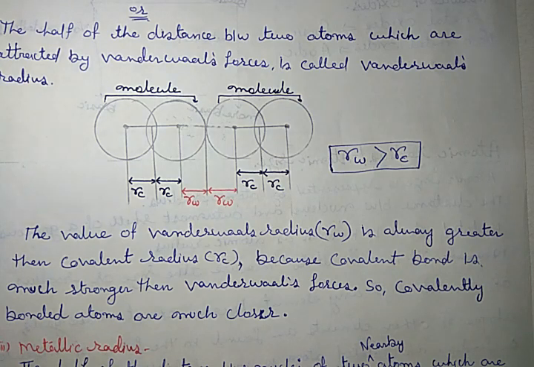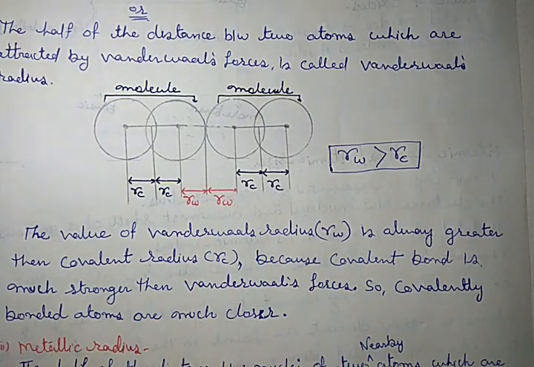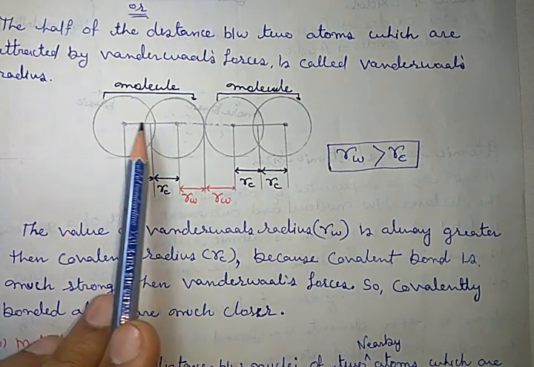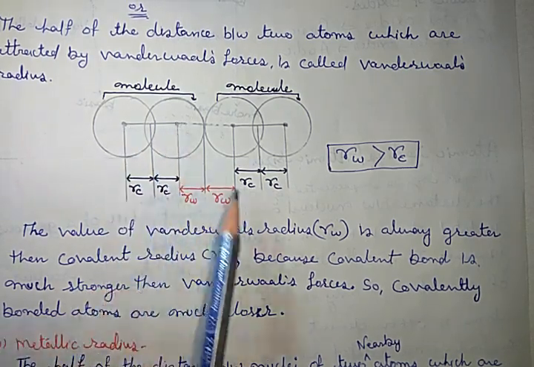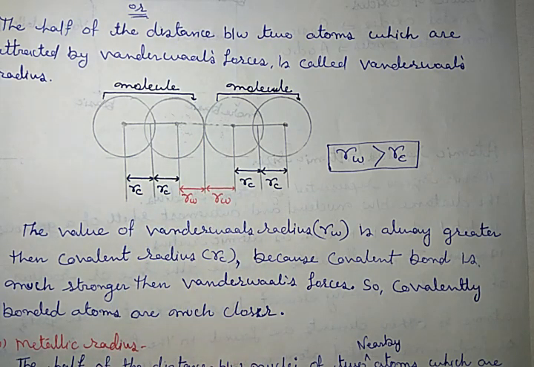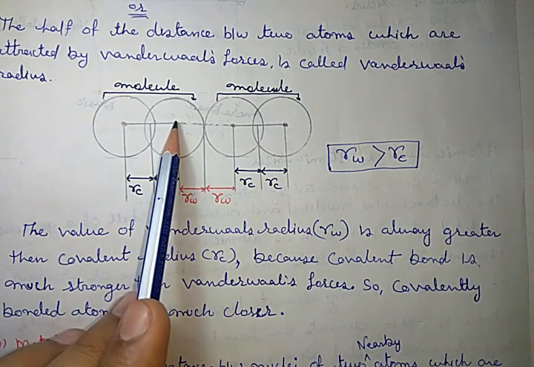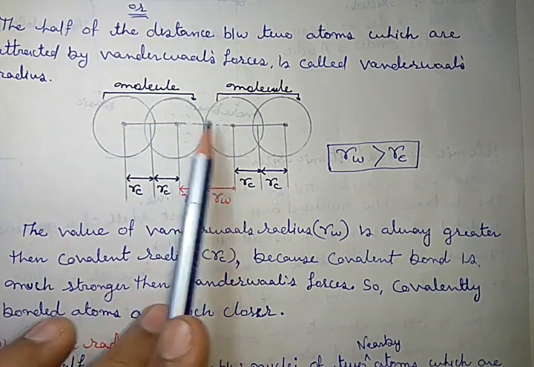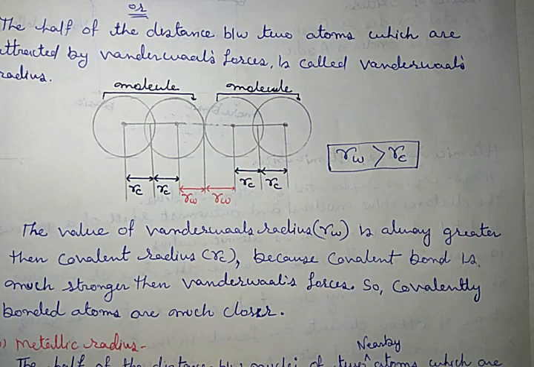It is because if we compare van der Waals forces and covalent bond, covalent bond is much stronger than van der Waals forces. So the atoms of covalently bonded molecules are close enough, therefore their distance will be shorter. While here there is just an attraction force, so the atoms are far enough compared to covalently bonded atoms, so their distance will be more.